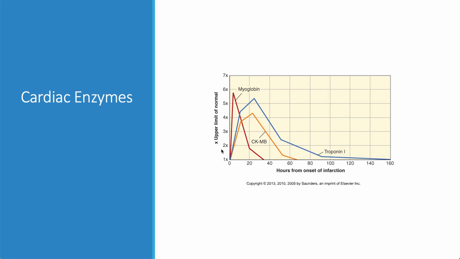But the cool thing is, if somebody comes in within 6 hours, right, because this myoglobin peaks at about 6 hours, if they come in with this crushing chest pain, and we don't see elevated myoglobin at 6 hours, then it's not a heart attack, right? It's not a heart attack. So that was the way that we used to deal with it when we only had CPK to deal with as well.